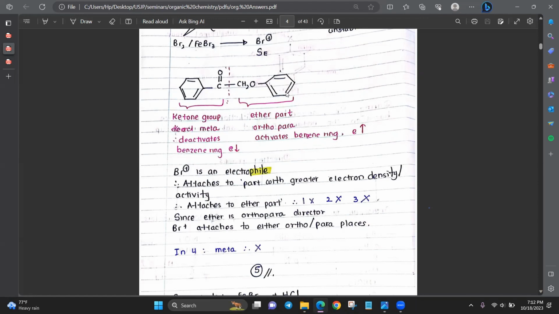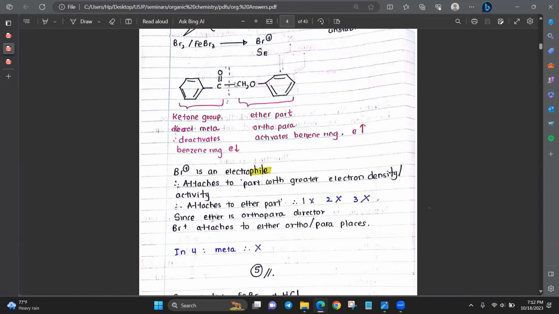So now Br plus is there. It is our electrophile. It goes to places where there is higher electron density. So which portion of the molecule will it get attached to? This side or this side? This side, right? Because only here the electron density is high. Therefore, it attaches to the part with the greater electron density or the greater activity. That means it attaches to this ether part.